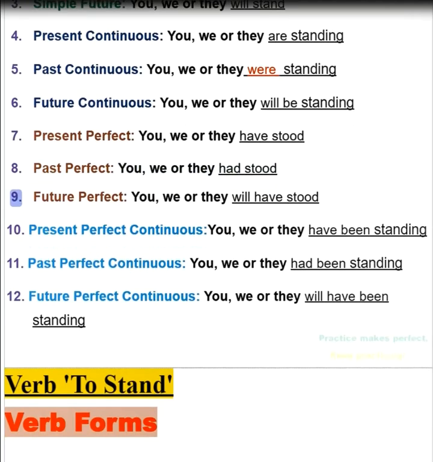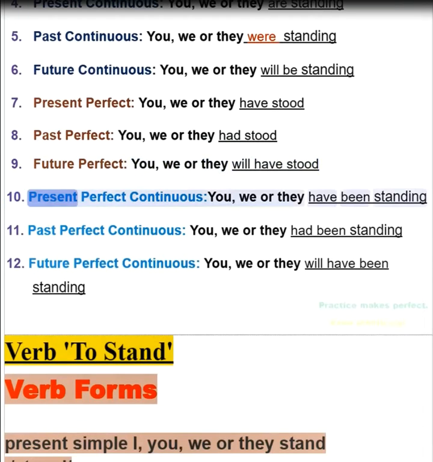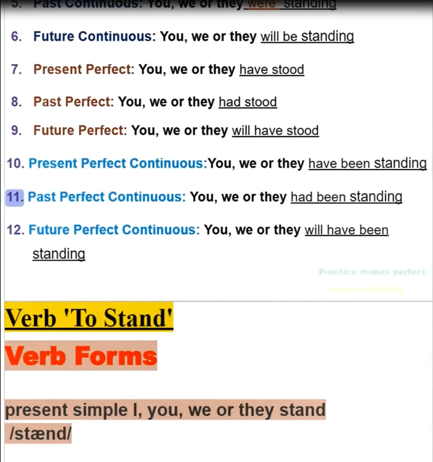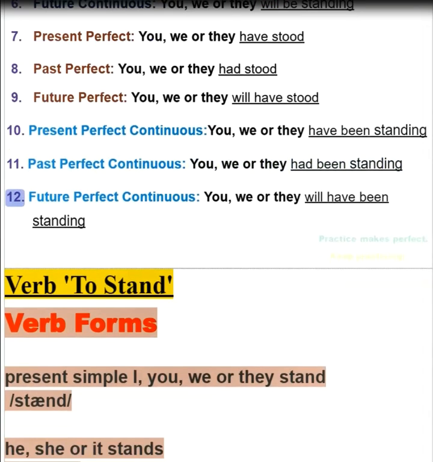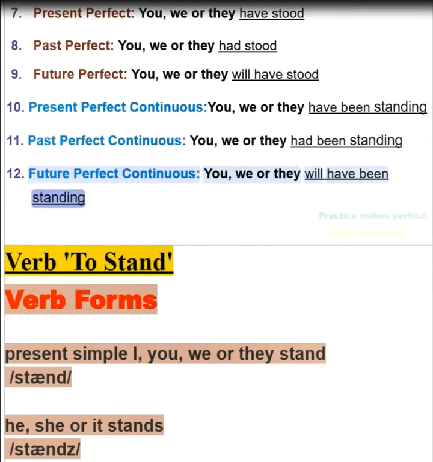9. Future perfect. You, we or they will have stood. 10. Present perfect continuous. You, we or they have been standing. 11. Past perfect continuous. You, we or they had been standing. 12. Future perfect continuous. You, we or they will have been standing.